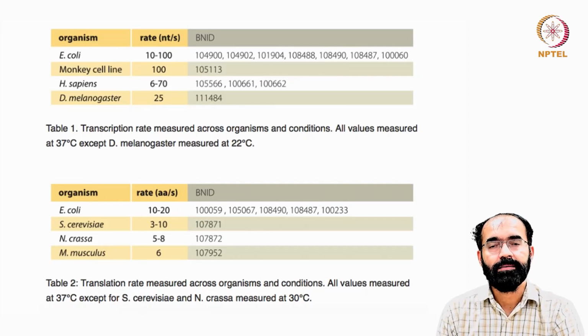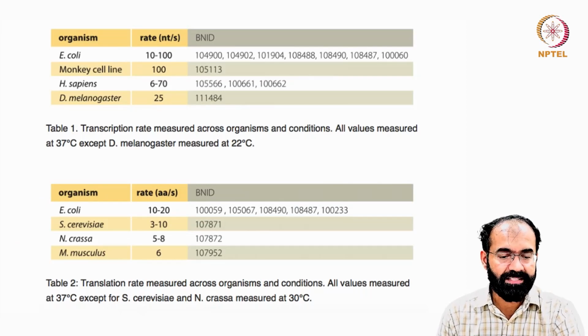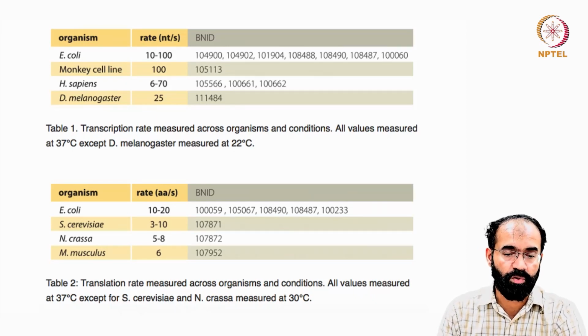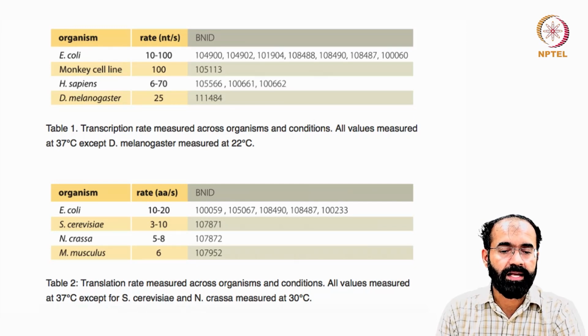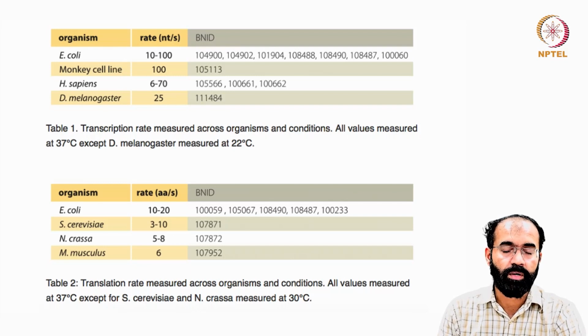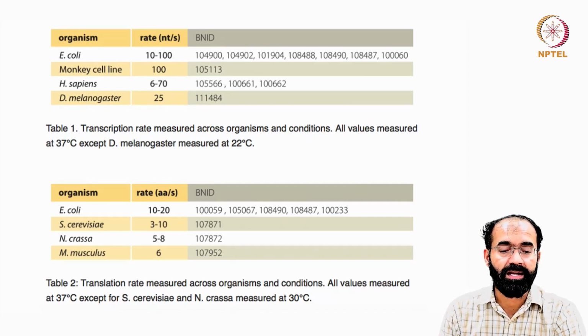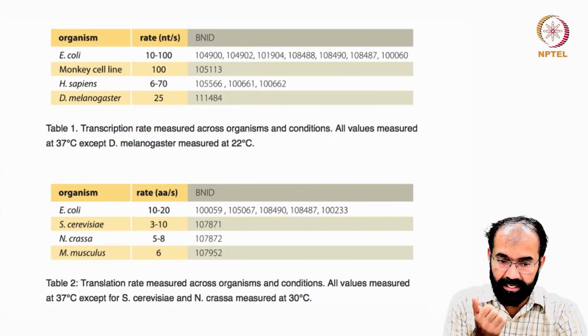Now let us see a little bit more in detail about the organisms and their rate of DNA and RNA synthesis, protein synthesis, etc. In E. coli, the rate of nucleotide synthesis per second is 10 to 100. Okay, so that is the rate of nucleotide synthesis. In some cell lines, such as a monkey cell line, it is around 100 nucleotides per second. In humans, on average, it is 6 to 70 nucleotides per second. In Drosophila, it averages around 25 nucleotides per second. That is the rate of synthesis.